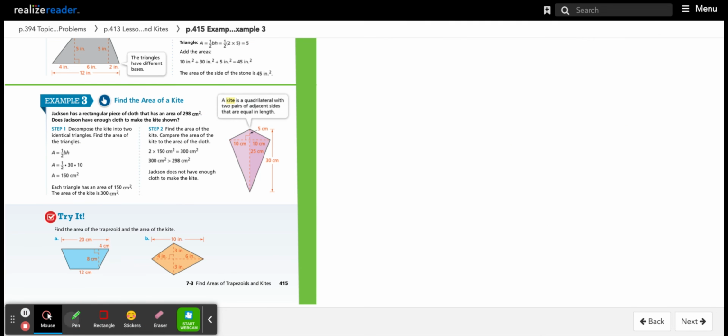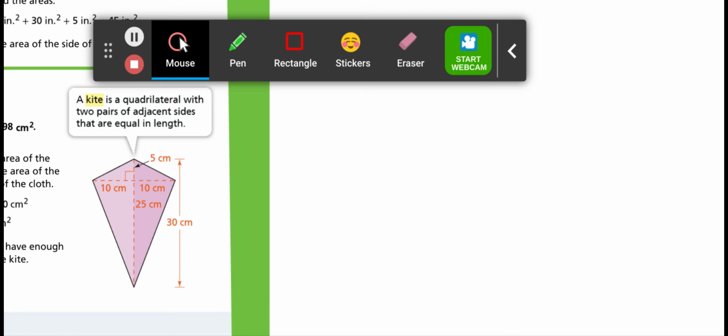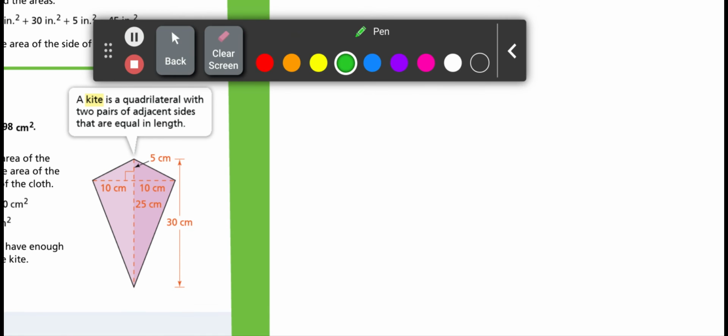Now we're going to find the area of the kite. So I'm looking at this picture here, and let me draw it bigger for us. There's actually a few different ways that we can do this. Okay, so I just zoomed in on this kite so it's easier for us to see. So we want to try and divide this kite, and it says a kite is a quadrilateral with 2 pairs of adjacent sides that are equal length. So that means that this side and this side are equal, and this side and this side are equal.